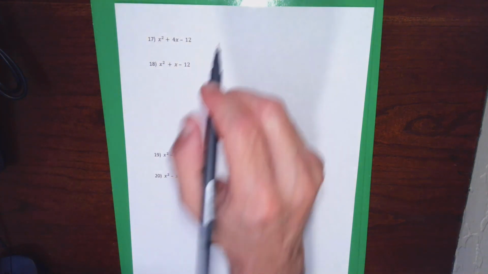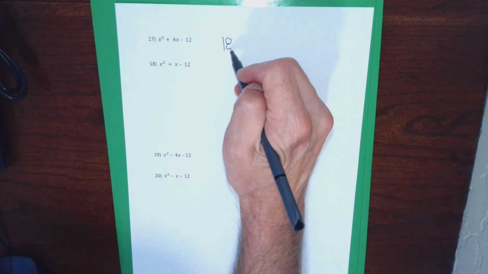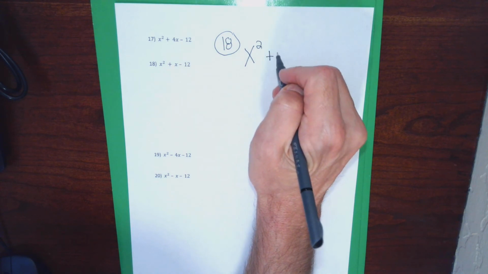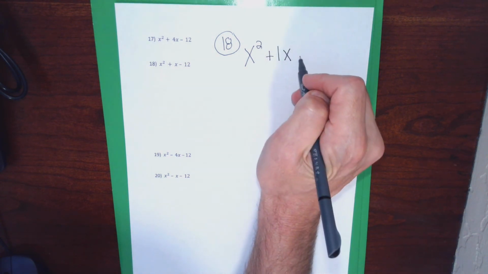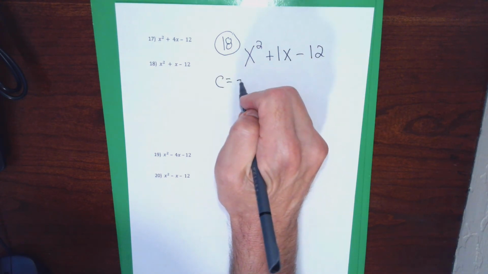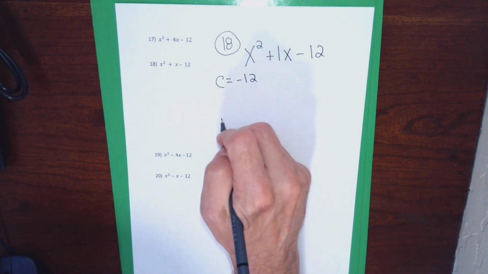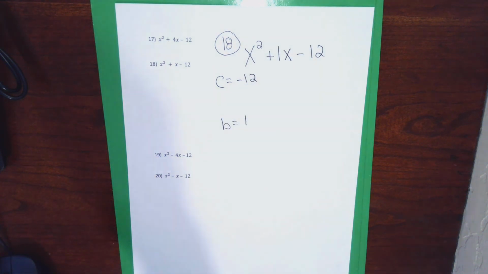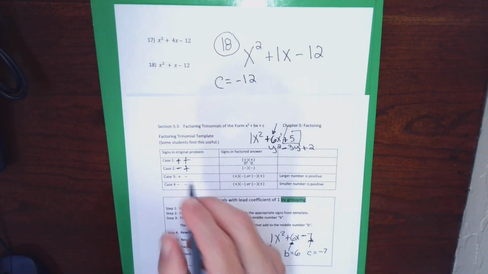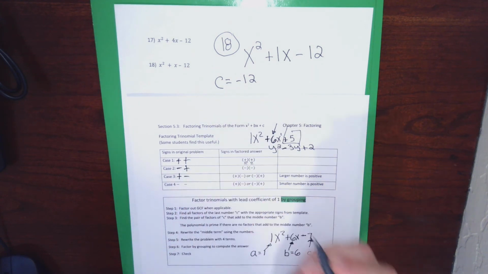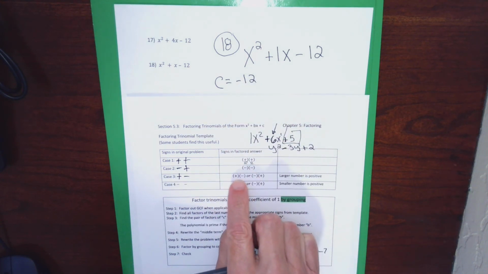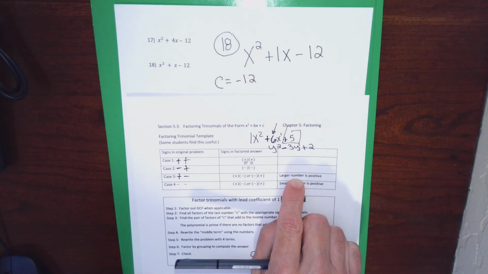On this page I'll do 18 just because I don't think we've done this sign combination yet. 18, if I want to emphasize the b, I could write it as x squared plus 1x minus 12. And in this problem, the c is negative 12, the b is 1. I look at the number negative 12 and the signs, and because the signs in this problem are plus first and minus second, when I find the numbers that multiply out to negative 12, I need one of them positive, the other negative, the larger number is positive.